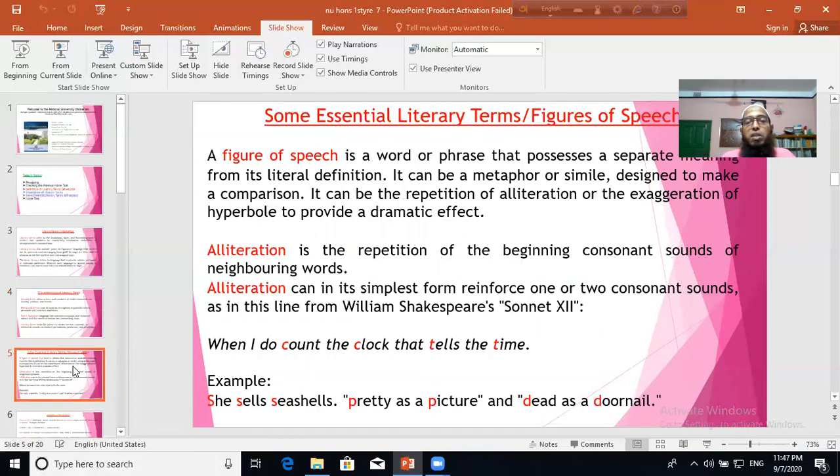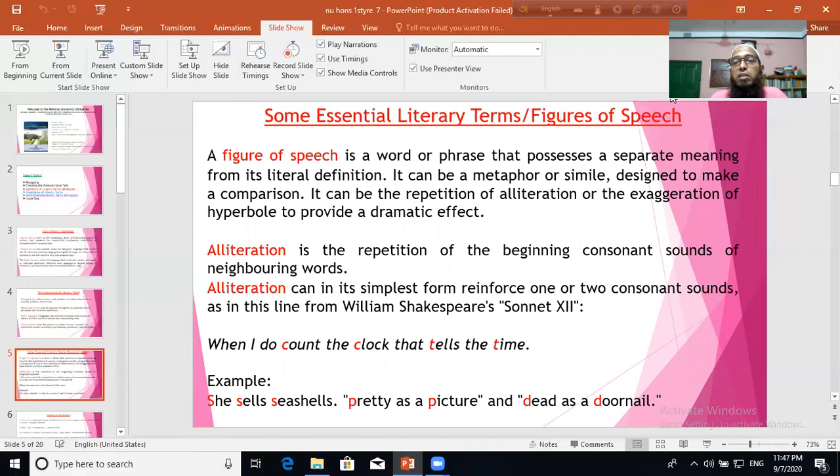Now let us see some essential literary terms or figures of speech that we come across while reading any literary text or stories. We usually find this type of literary terms or figures of speech. Now, what are figures of speech? There are 8 parts of speech: noun, pronoun, adjective, verb, adverb, preposition, and conjunctions. And of course, you know the definition of parts of speech. Parts of speech means each and every word is a part of speech, the name of the word according to its function in a sentence.